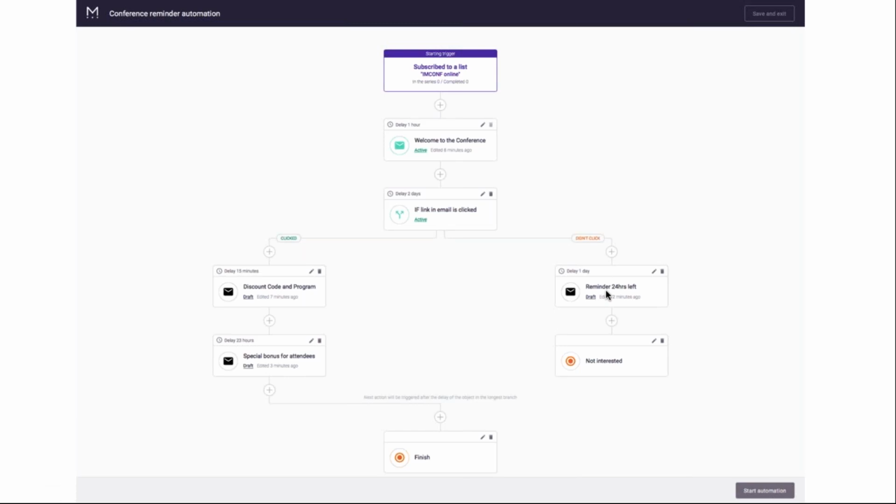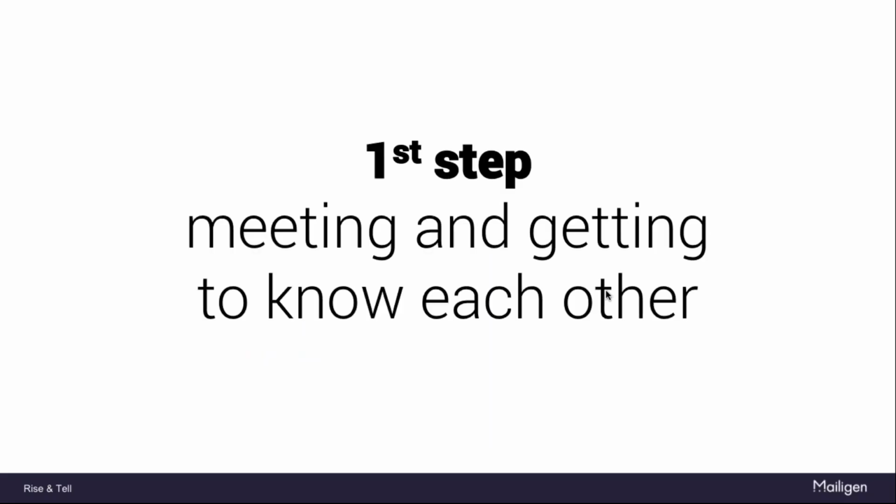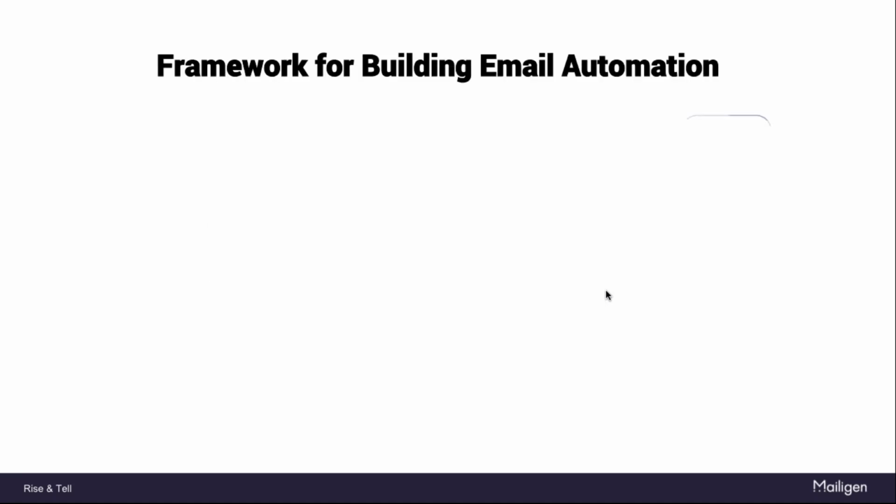So that is a basic flow of automation that we can apply to event registrations, or new signups on your website, whatever the starting trigger or sign-up means to you. All right, so the first step is meeting and getting to know each other. And there are different interesting tactics that you could use to engage the person at the first step, right?